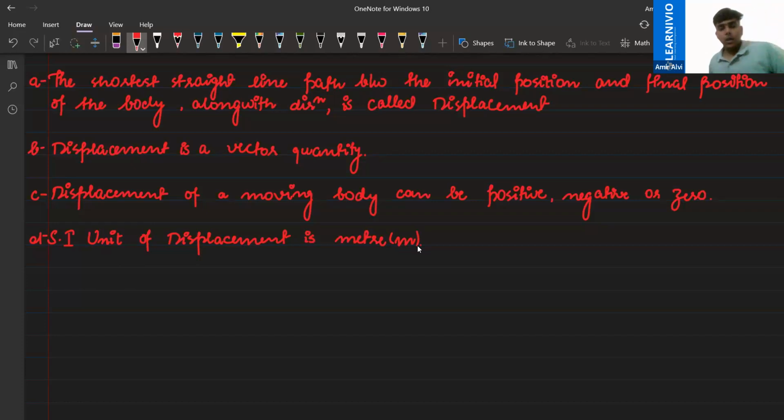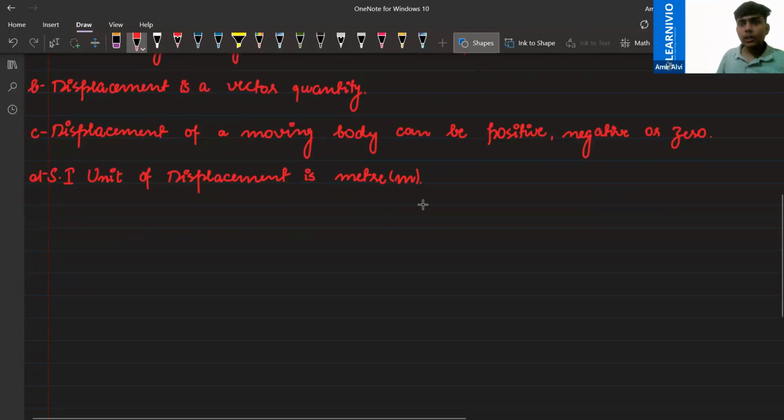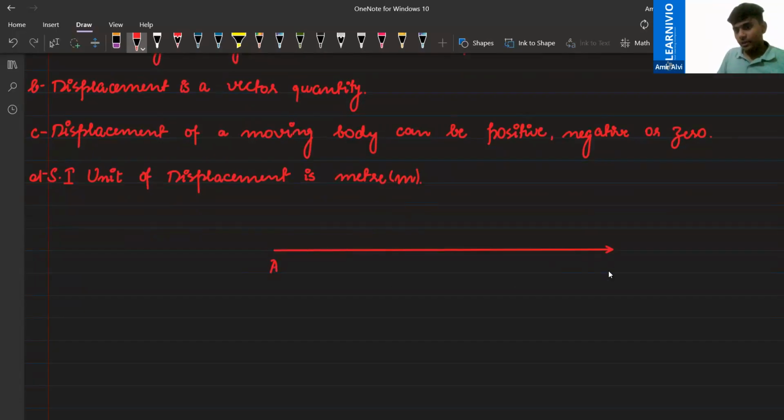Now, just let me know one thing. Suppose that a body is moving only in a straight line from A to B. Suppose this is 100 meter only in one direction. There is no change in direction at all. It started from A and simply ended at point B. So could you please tell me the distance and displacement traveled by the body in this case?